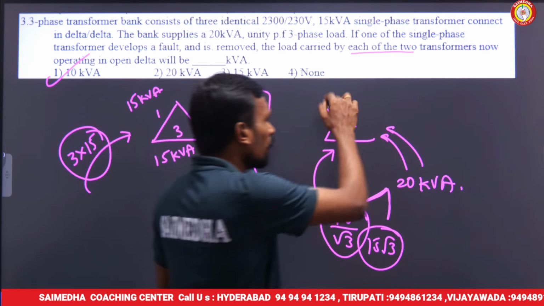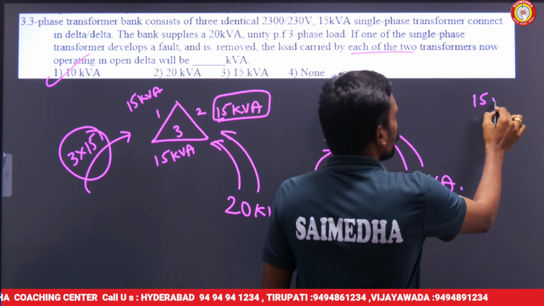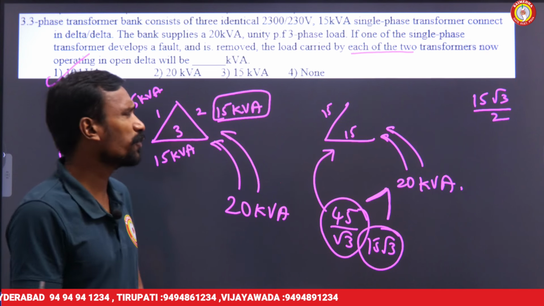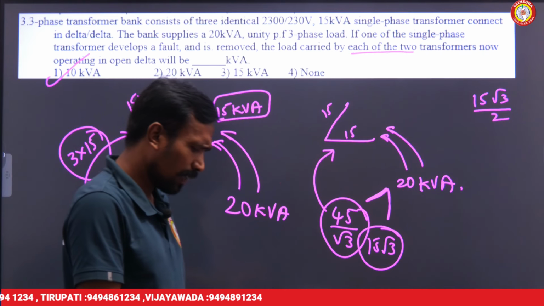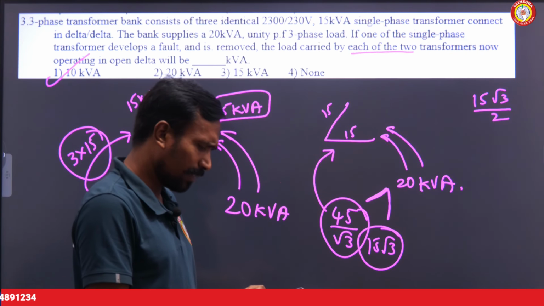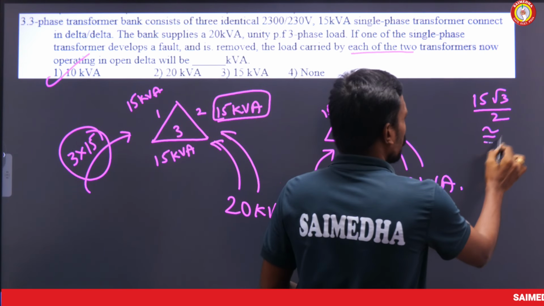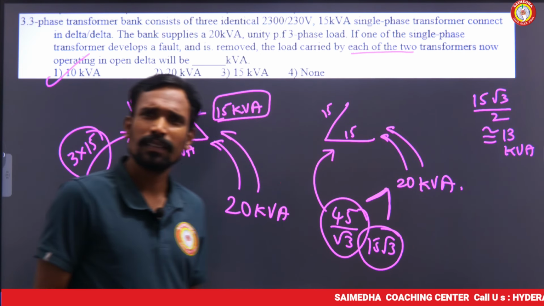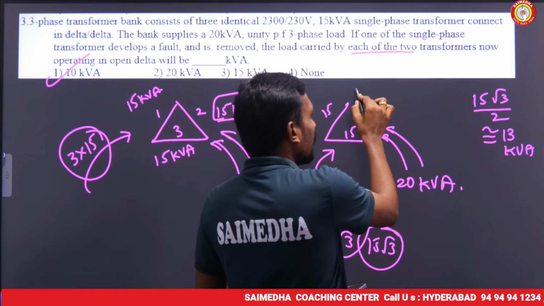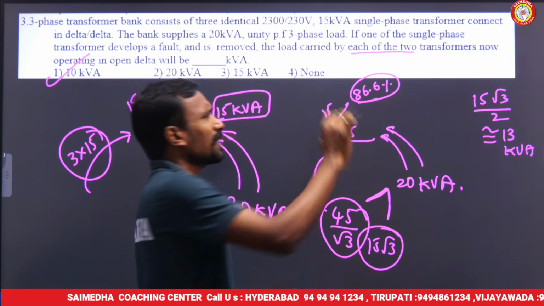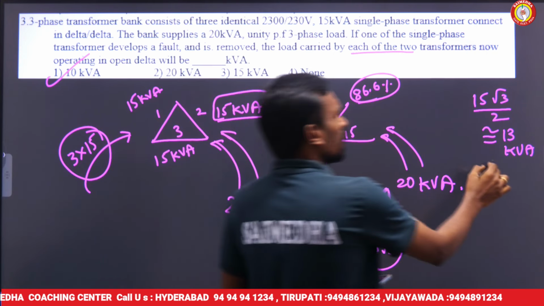We can apply a load on each transformer of 15 into root 3 by 2. How much is 15 into root 3 divided by 2? I can put around 13 kVA of load on this without overloading. The load carried is 86.6%, right? If you calculate 86.6% of 15, it's around 13 kVA.